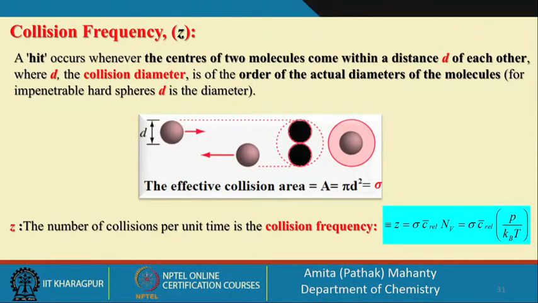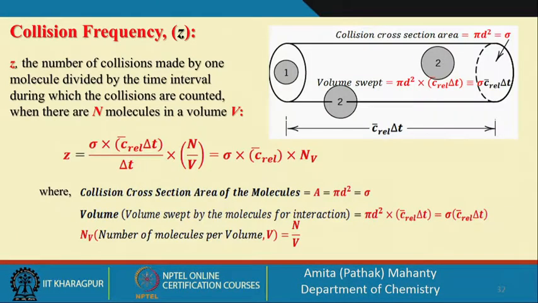So, that is what we are going to see when a hit occurs, when the centers of two molecules come within the distance d, if they are similar kinds of molecules. This d is known as the collision diameter, and it is in the order of the actual diameter of the molecule. Now, the collision frequency z can be given here, and we are going to derive how we get this.